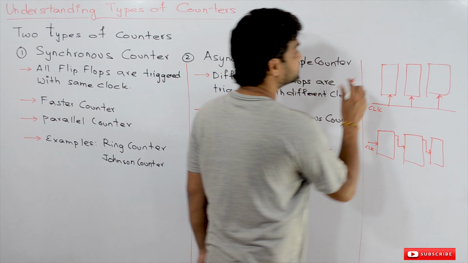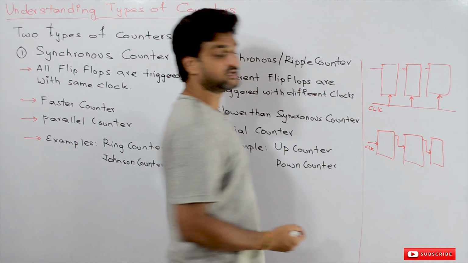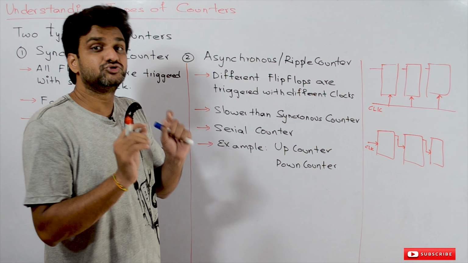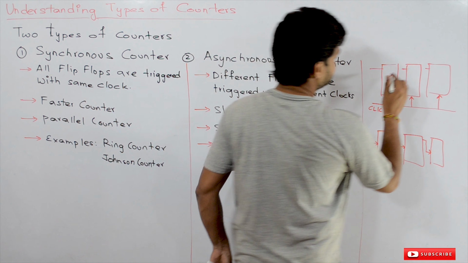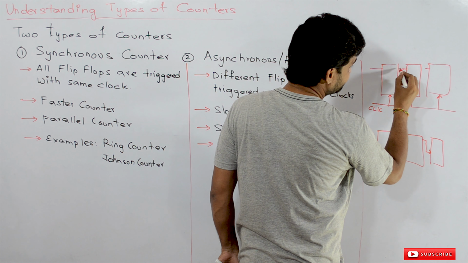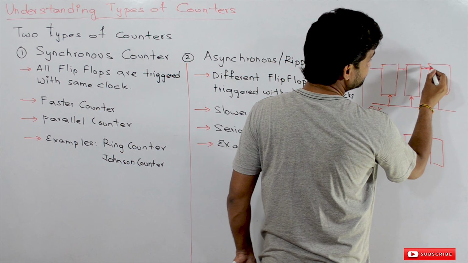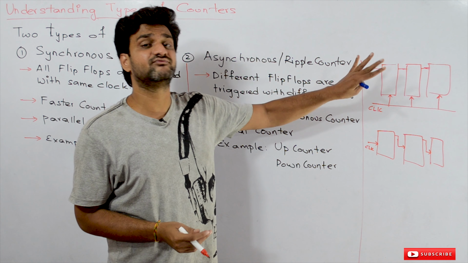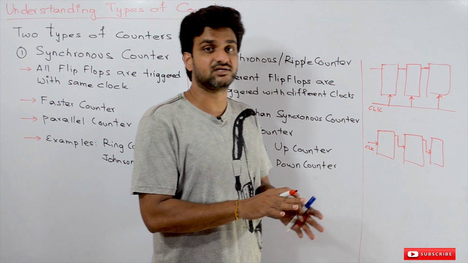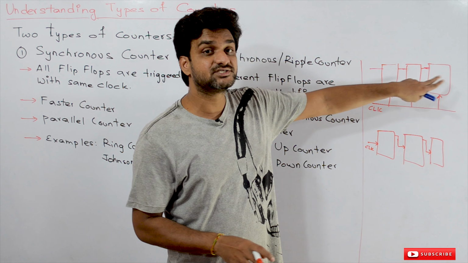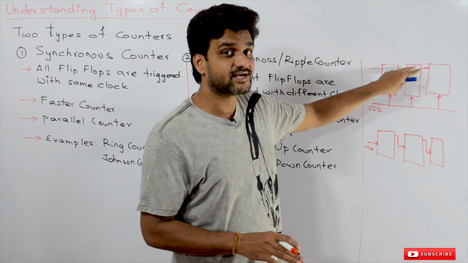So what about the inputs of each and every flip-flop in synchronous and asynchronous counters? Usually in synchronous counters, the output of the first flip-flop is connected as the input to the second flip-flop, and the output of the second flip-flop is connected as the input to the third flip-flop. This is the usual way. Most of the synchronous counters are connected in this way.